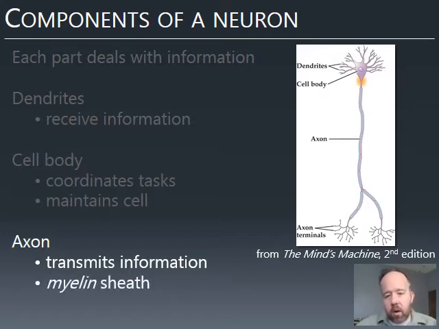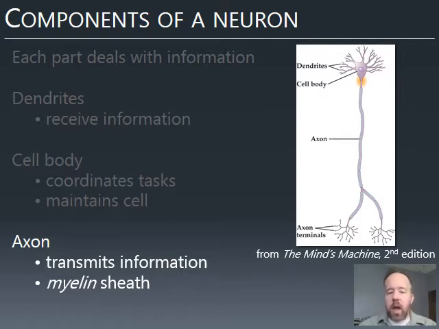As you can see here, the axon is covered in what's called a myelin sheath. As the name suggests, it's a covering made of a substance called myelin. Myelin is a fatty, waxy substance. You can see here on the right, it makes the axon look like a series of sausage links. But the purpose is to make information transmission faster and more efficient.